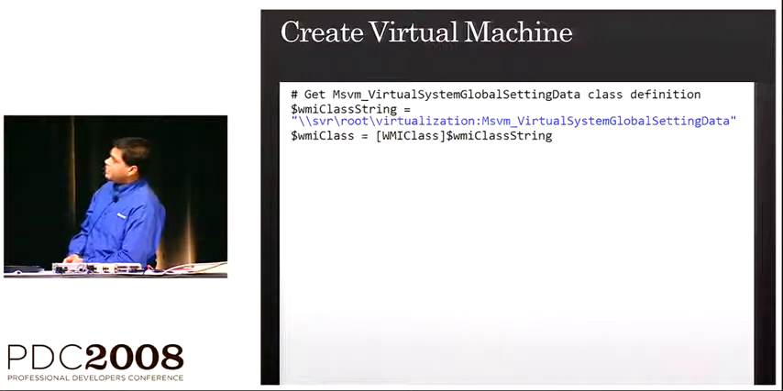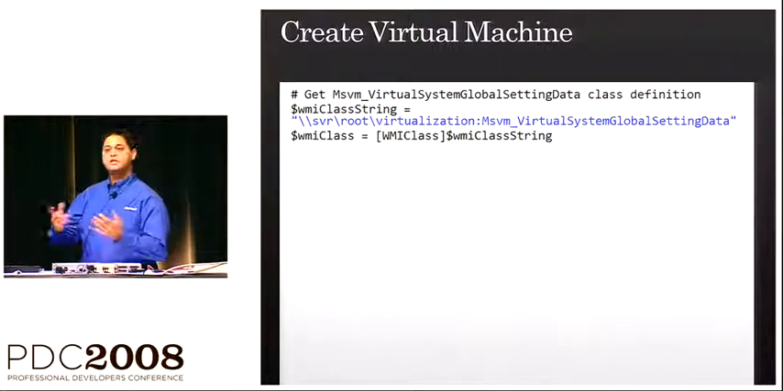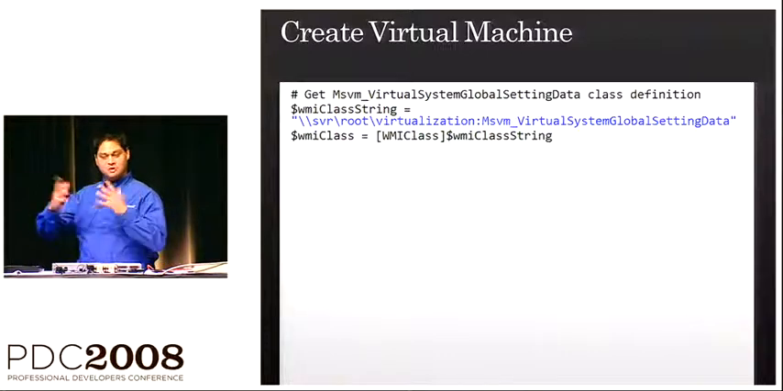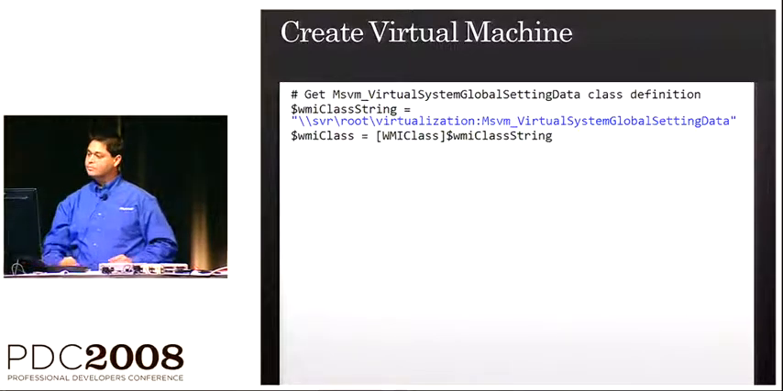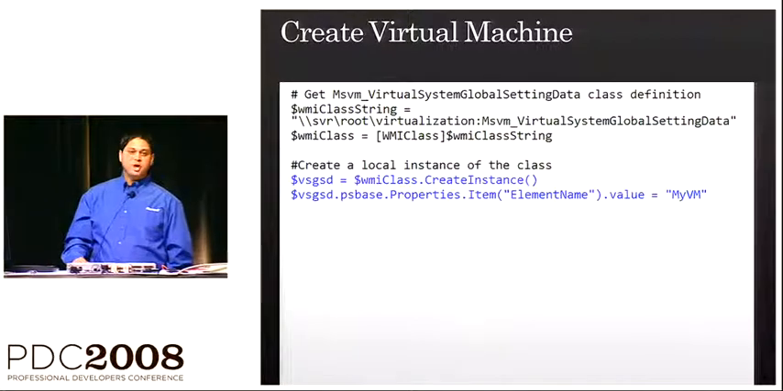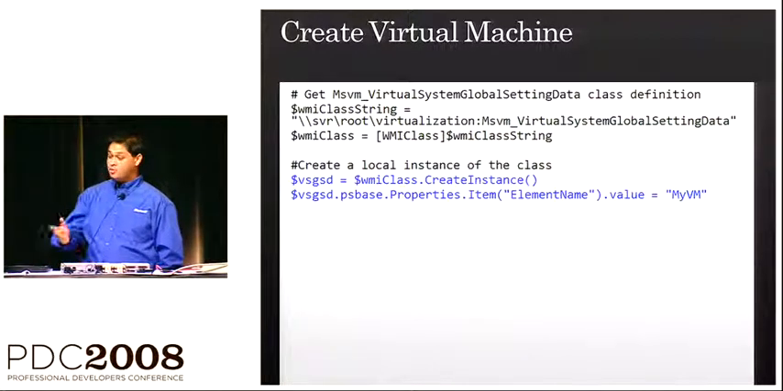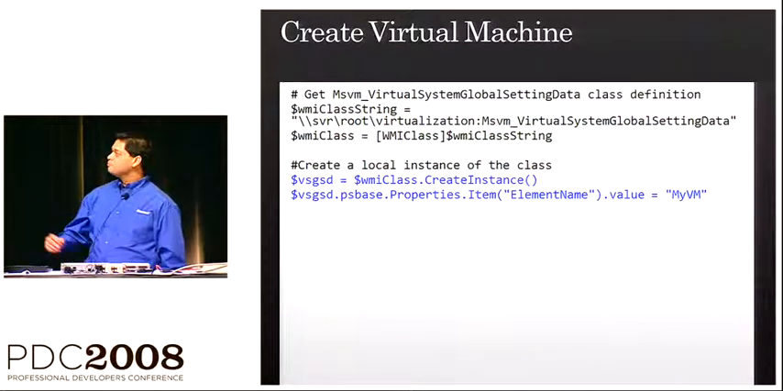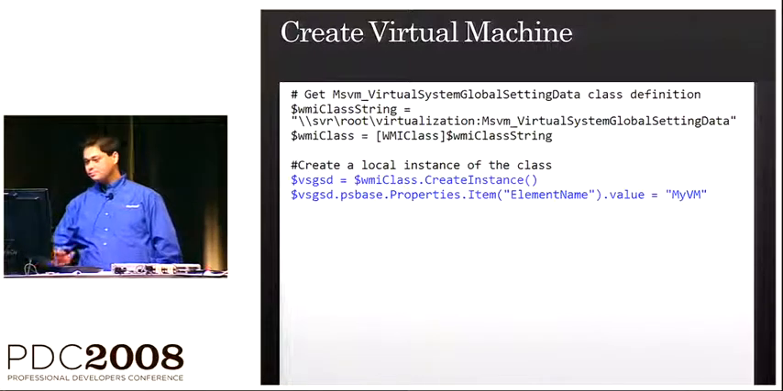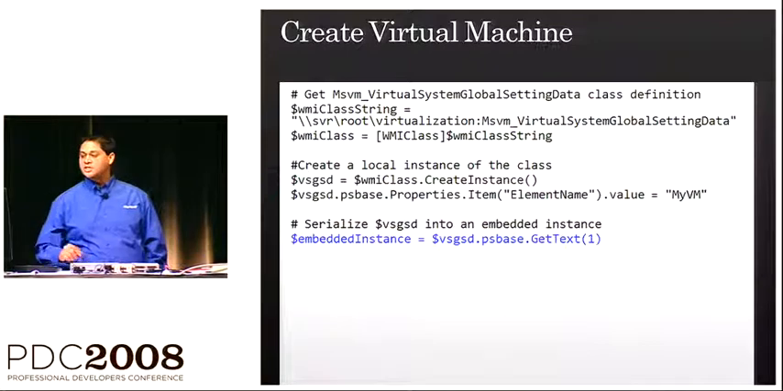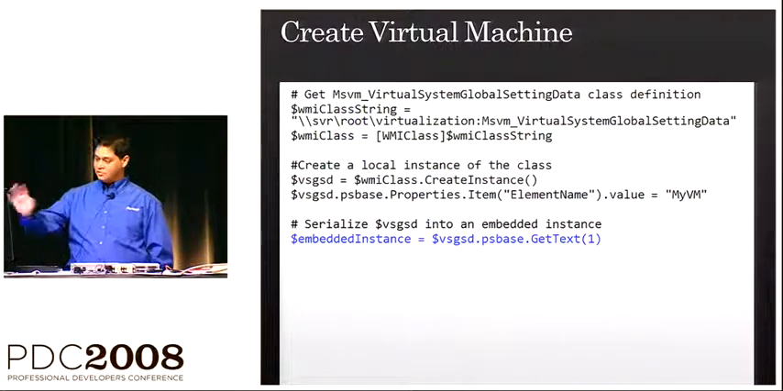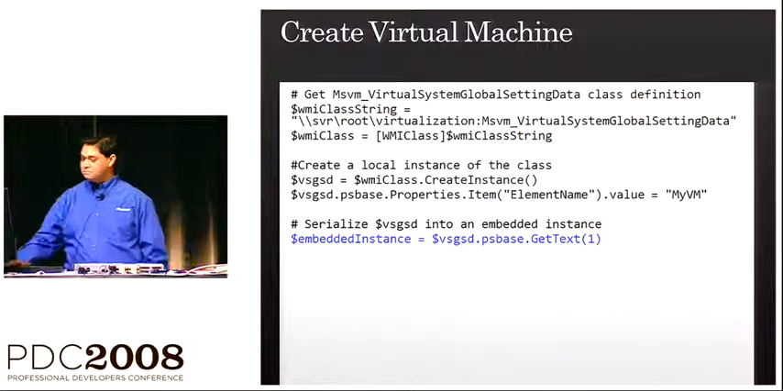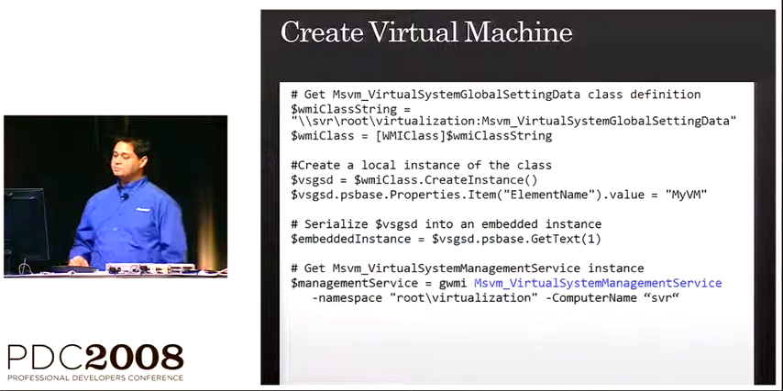So first thing we need to do when we're creating a virtual machine, create an instance of this virtual system global setting data object. That describes the top level settings of the virtual machine. Next, we set a couple of properties on there, whatever we want to set on there. Here, all that I'm setting is the element name, which is the friendly name of the virtual machine. So we're calling it myVM. And then we serialize it into an embedded instance. Again, if you're using PowerShell or a .NET language, it's fairly simple. It's just a single method call to serialize it into an embedded instance.